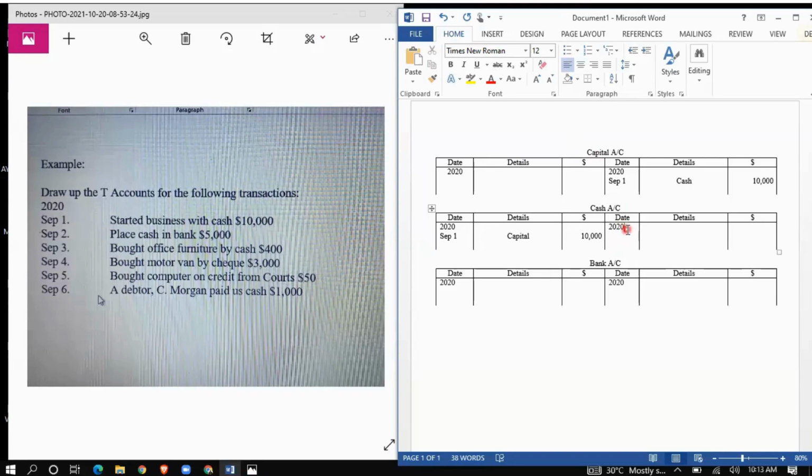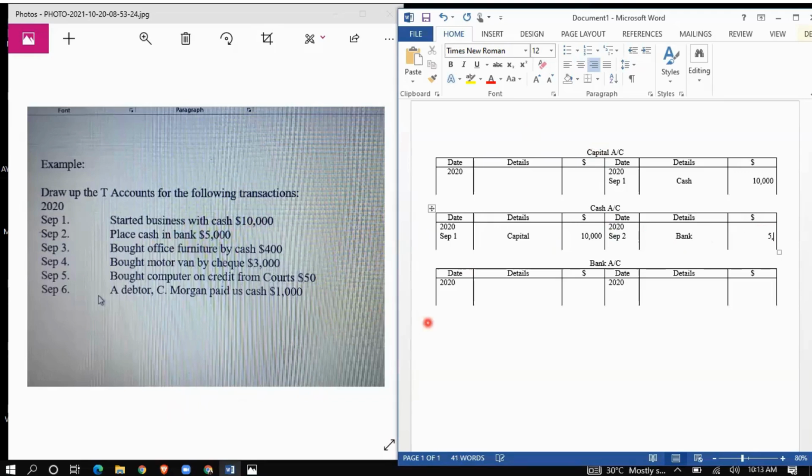So you're going to go here and write September 2, and the details would be what? For September 2, what would be the details in the cash account? Bank. I want somebody else to answer. The details for September 2, because the two accounts are cash and bank. Remember, the details in one transaction will be the name of the other account in that same transaction. So therefore, for the cash account, the name will be bank.